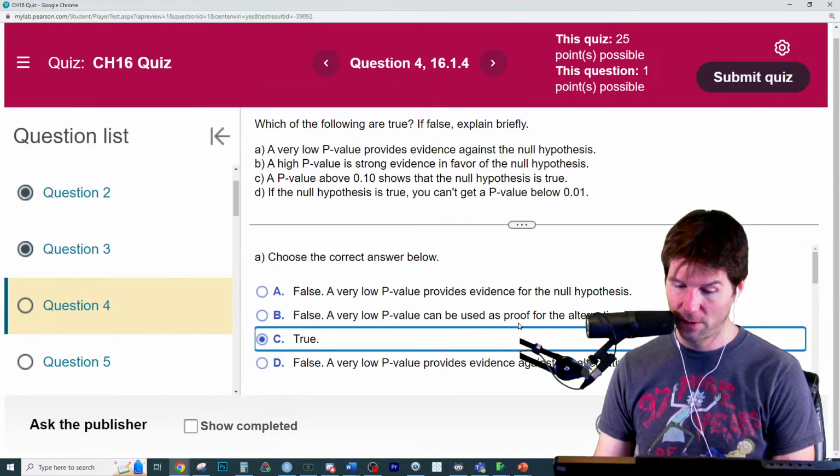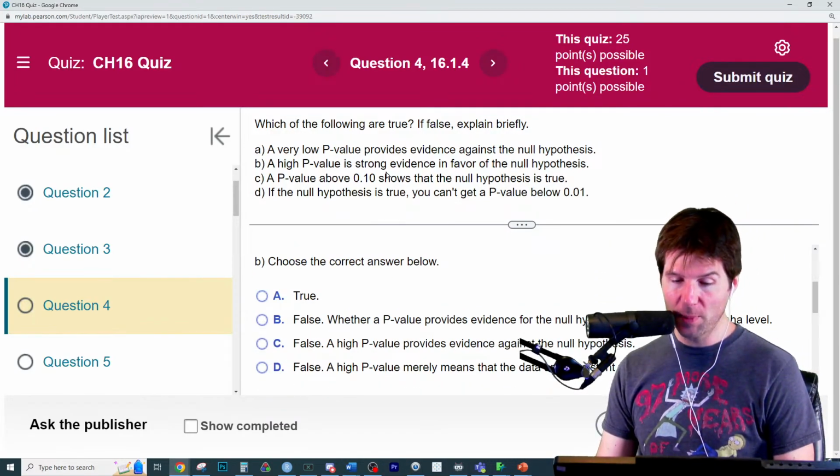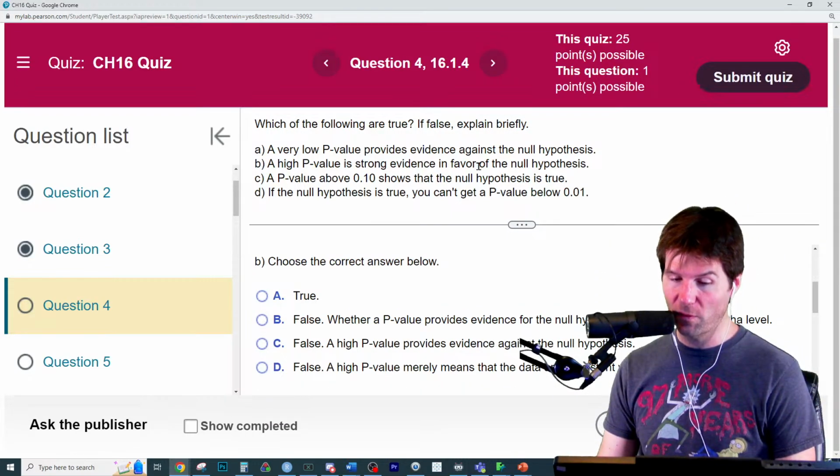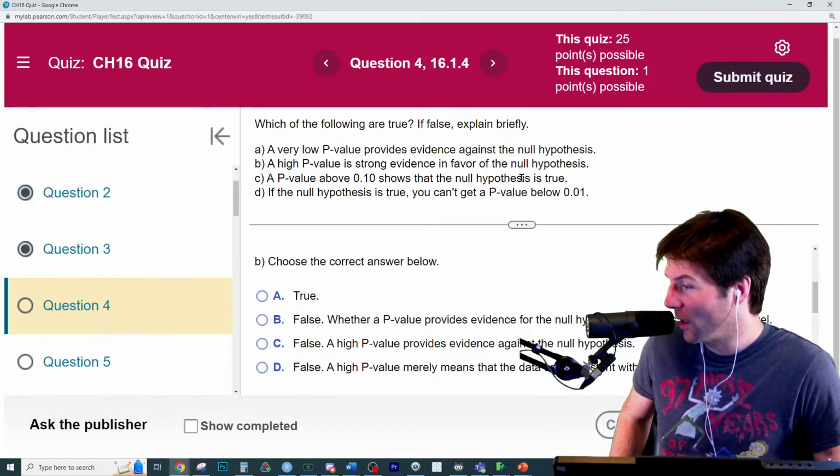Very low p-value. Proof, just wrong right there. A very low p-value provides evidence against, no, we don't provide evidence against the alternative. A high p-value is strong evidence in favor of the null hypothesis. We don't think of it, if I understand the alpha, it doesn't matter.